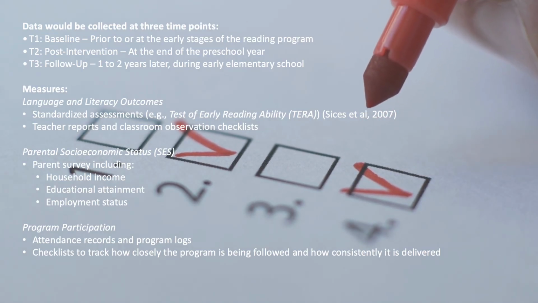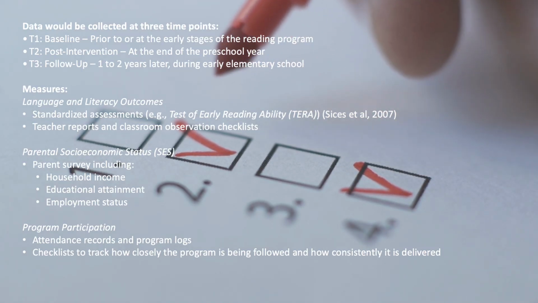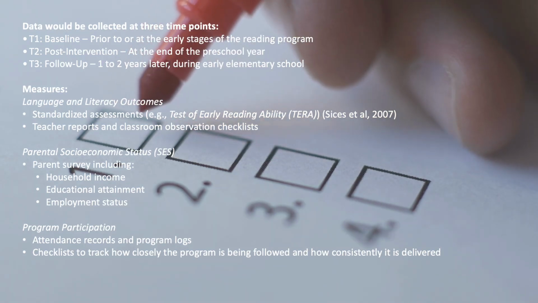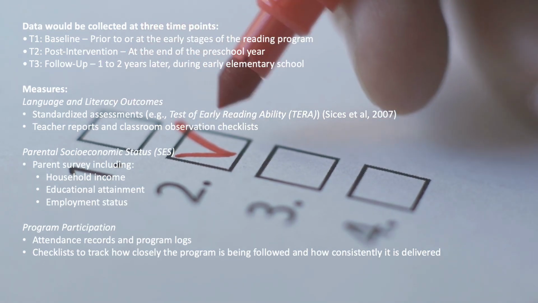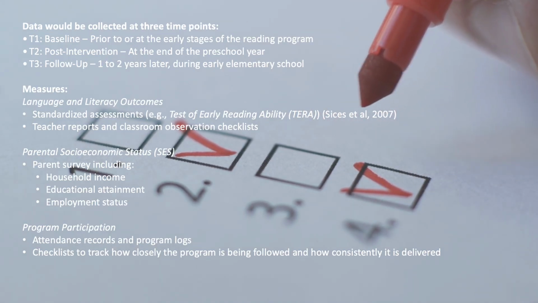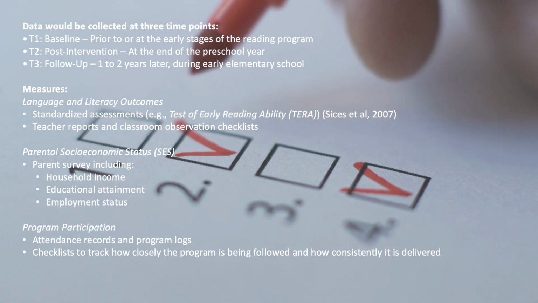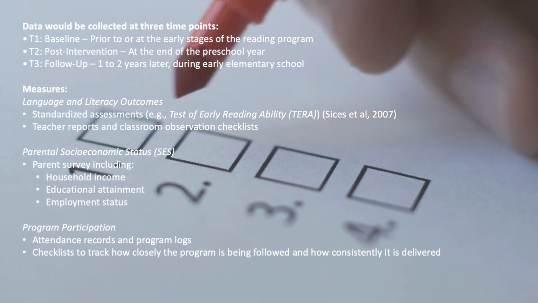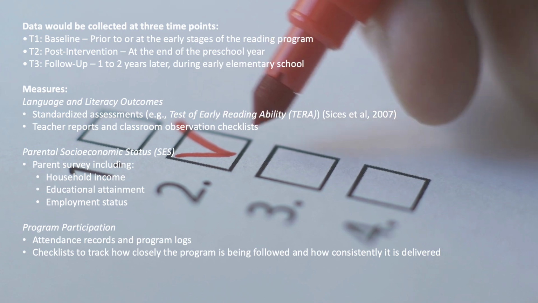In terms of our data collection timeline, we would consider gathering data at 3 distinct time points. T1 will occur at baseline, just at the very beginning of the reading program. T2 would be post-intervention, or at the end of a preschool year, for example. And T3 would be a follow-up assessment taking place 1 or 2 years later during early elementary school. This timeline allows us to assess both short-term and longer-term effects of the program on literacy development.